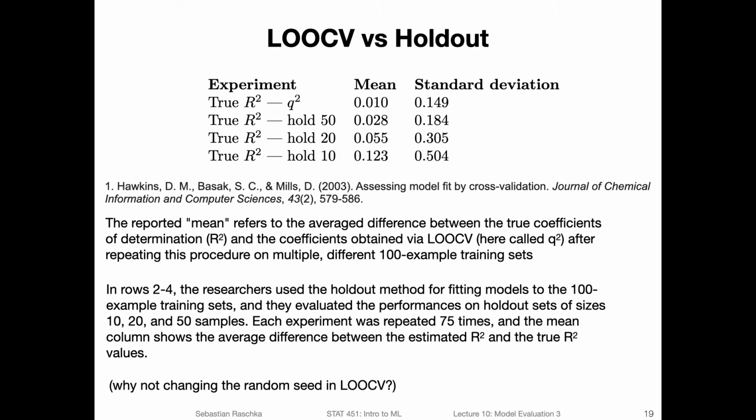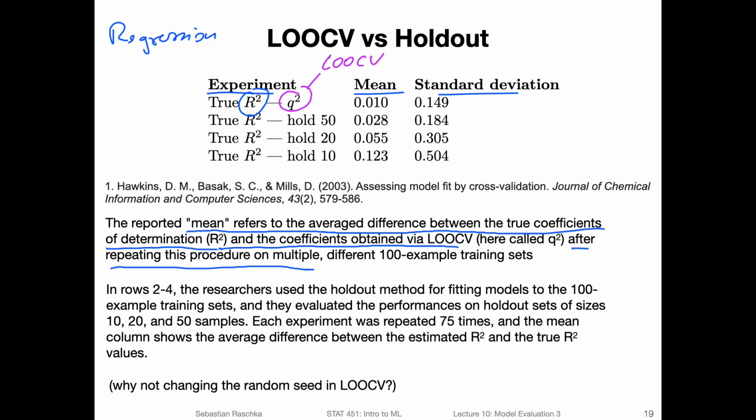So let's take a look at the experiments that they have done. Here they have a bunch of experiments, and for each experiment they report a mean and a standard deviation. The reported mean refers to the average difference between the true coefficients of determination, R squared. Here they are looking at a regression case, but a similar study could be done for classification. And the coefficients obtained via LOOCV, the leave one out cross-validation that we talked about before, so these are the Q squared. This is from LOOCV.